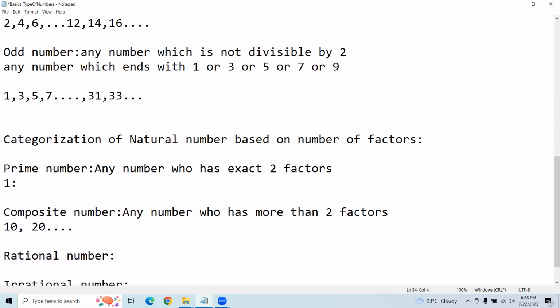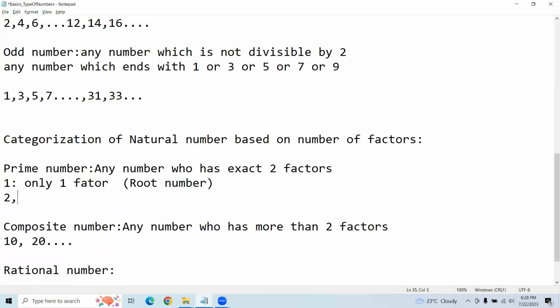1, is it a prime number? If you look at the factors of 1, it has only one factor. To be a prime number, we should have 2 factors. So it has only one factor, so it is neither prime nor composite. It is called a unit number.